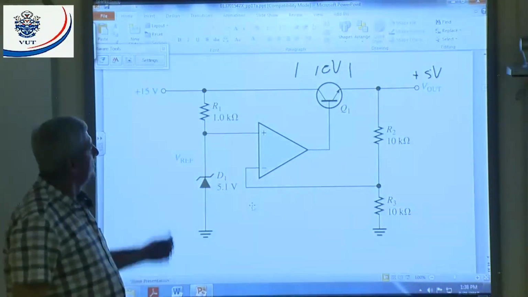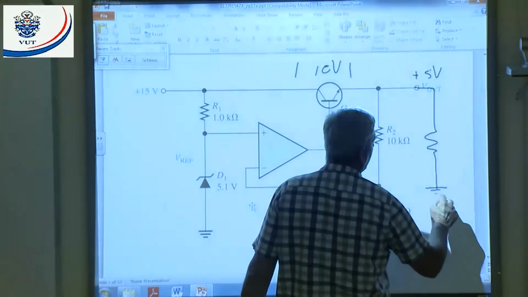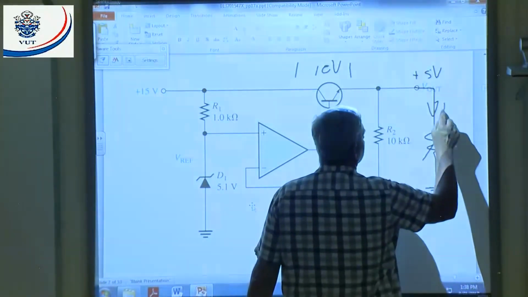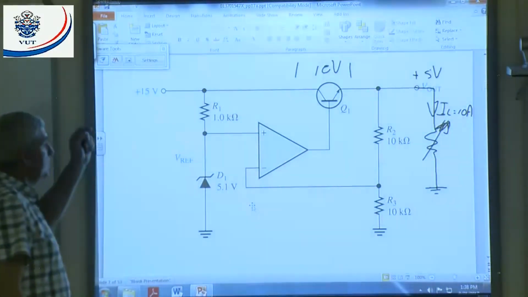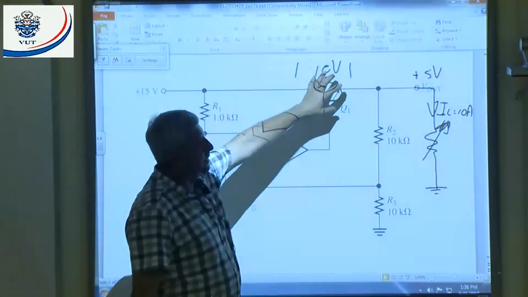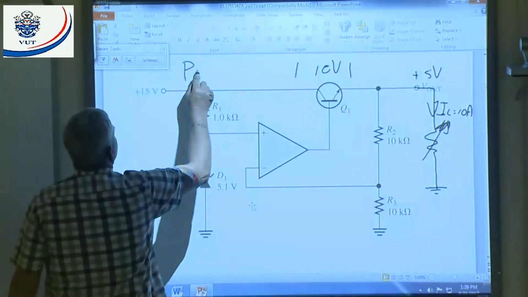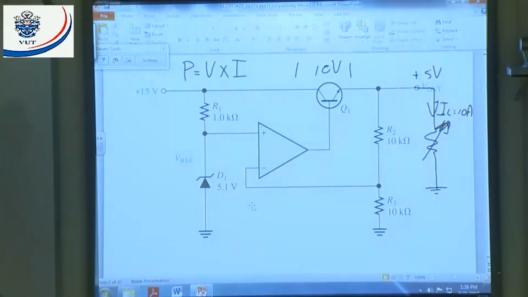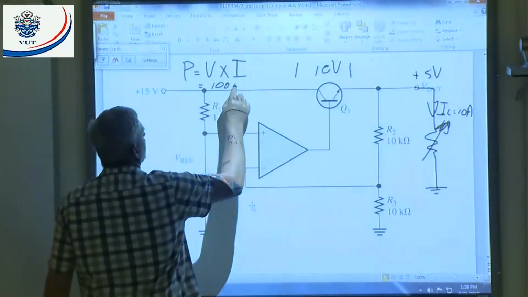Everybody agree? No problem. But the moment I put a load here and I start drawing current, let's say I draw 10 amps, IL is 10 amps. 10 amps flowing there. What is the power dissipation in my transistor? How do you work out power? P is equal to V times I. You agree? Now, the volt drop across the transistor is 10 volts. The current is 10 amps. What is the power? That means P, the power dissipation of the transistor, is equal to 100 watts.